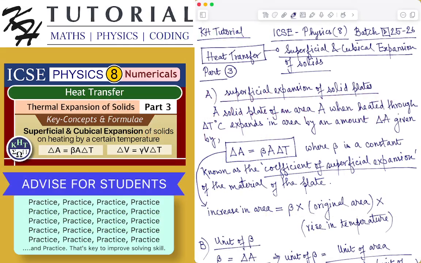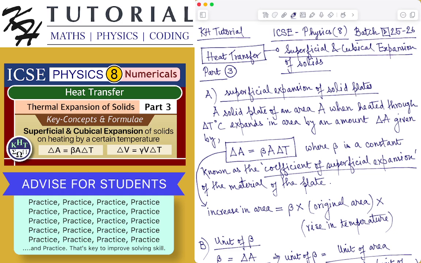Okay, so the concept of superficial expansion of solid plates. This is specifically for solids which are in the shape of a plate. That is, they have an area and their thickness is very less. So for plate-like solids, it is mainly defined.